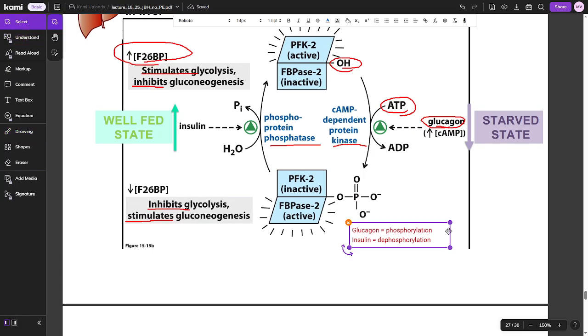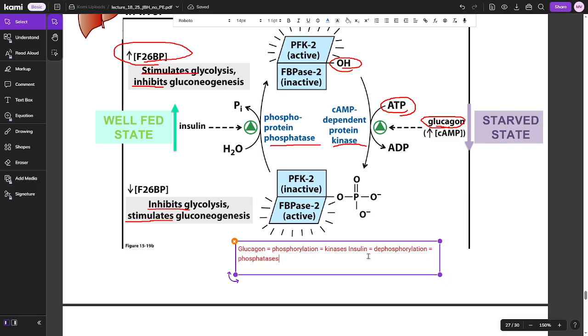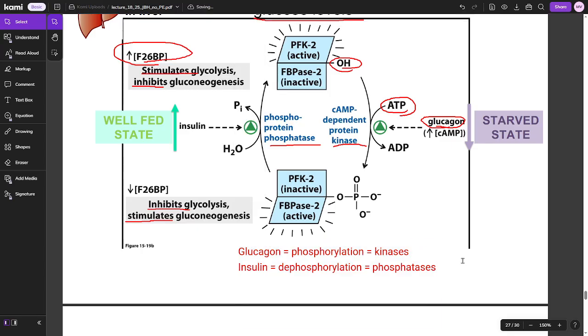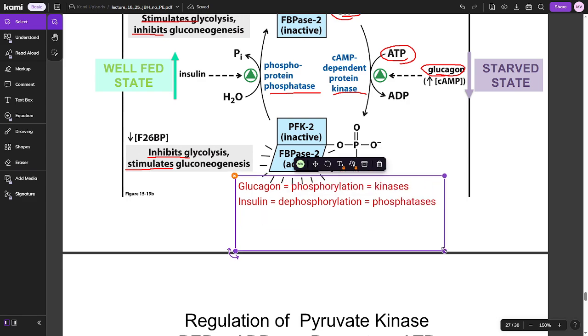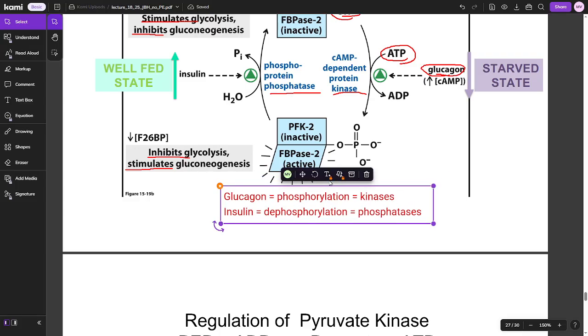Go ahead and add that here. Glucagon equals kinases, and insulin equals phosphatase. There you go. So this is generally the rule of thumb you can use for these reactions. And this will pretty much get you through all of those reactions. Use this, and you will figure out how pretty much all of these pathways work.